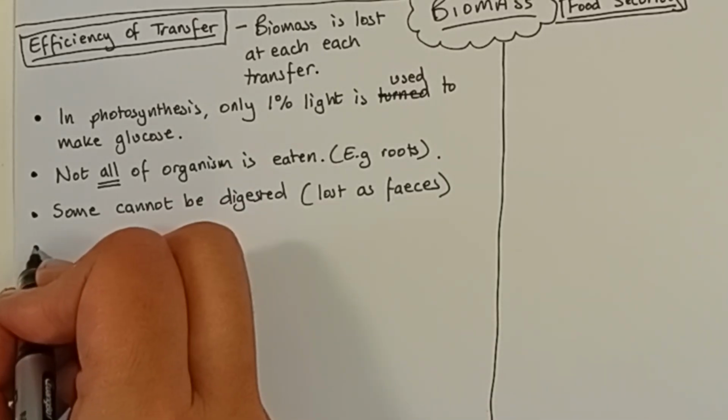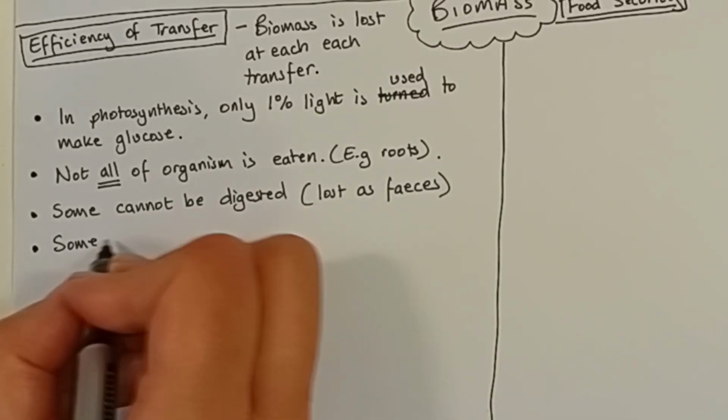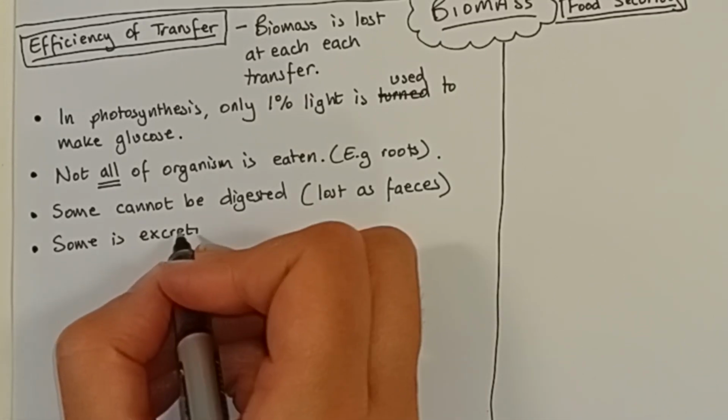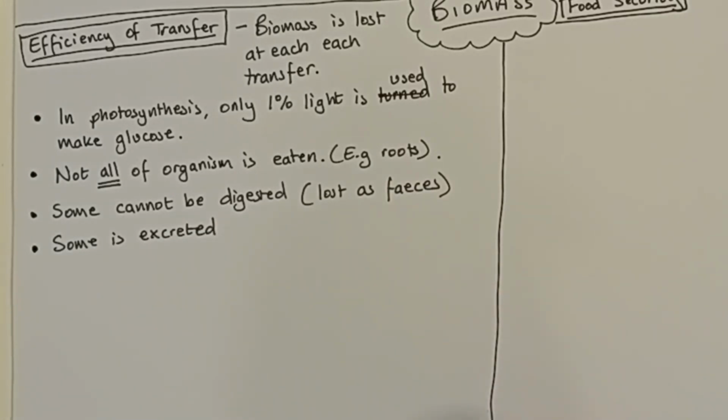And also, some is excreted. When we say excretion in biology, we mean it's gone into your system, into your cells, being used, and then the waste is being kicked out. So carbon dioxide and urea, that you breathe out the carbon dioxide and you wee out the urea, they are excreted because they were once part of your cells.